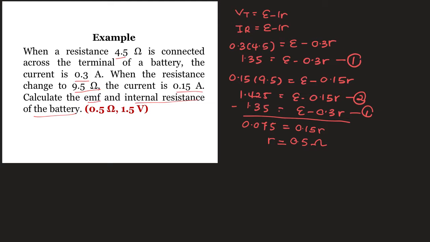Okay, so I'm going to put the internal resistance that I got here into my first equation, so I'm going to have 1.35 EMF minus 0.3, 0.5. So the EMF that I'm going to get is going to be 1.5 volts.